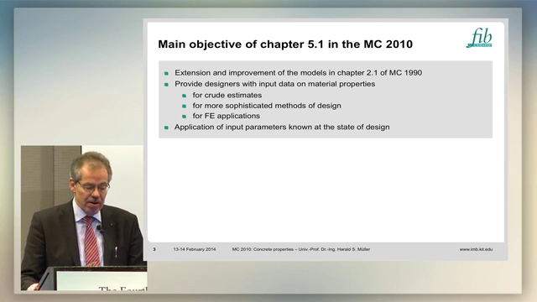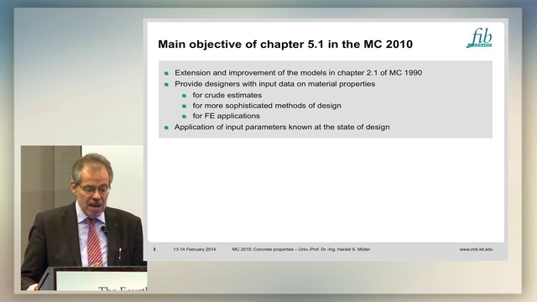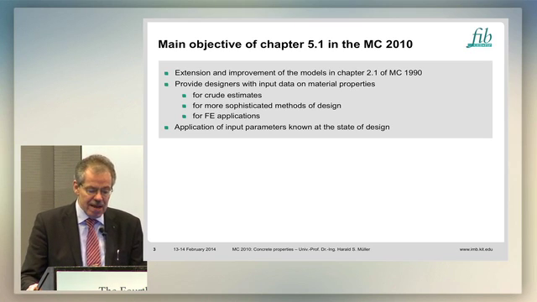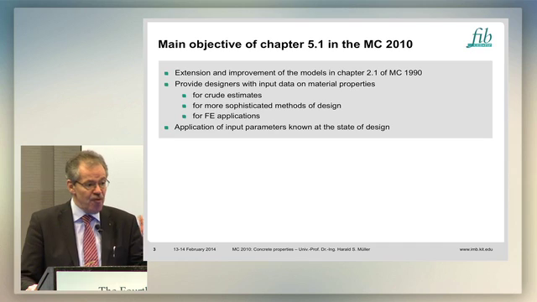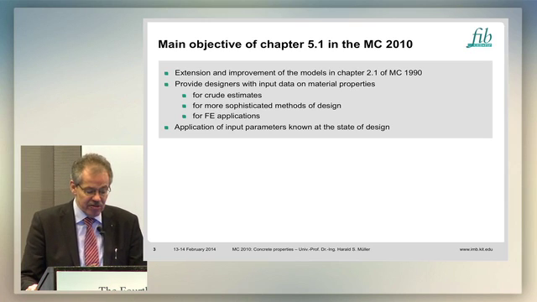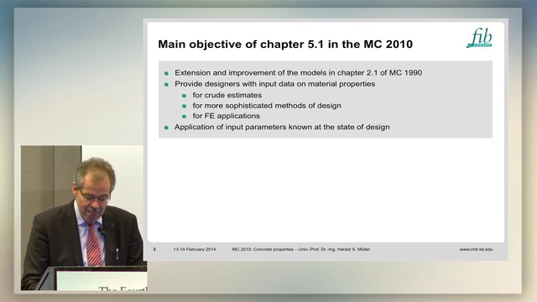And I have listed here what was the main objective of this chapter. First, we would like to improve the models from chapter 2.1 of the old Model Code 90, but the major target was to provide the designer with input data on material properties, first for crude estimates, for more sophisticated methods of design, and also for finite element applications. And also, we had to keep in mind that we had to look carefully at the input parameters which are known to the designer at the stage of design.